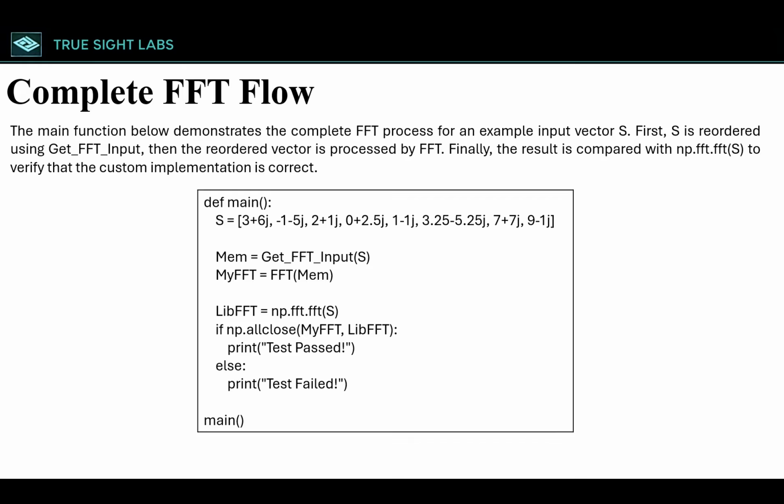The code on this slide makes the entire process more clear. We start with our vector of samples S. We pass S into the getFFT input function to get the reordered vector, and then we pass that reordered vector into the FFT function. In this video, we will only be writing RTL to implement the FFT function, since that is where 95% of the effort is. The reordering function is much simpler and will be left as an optional exercise.